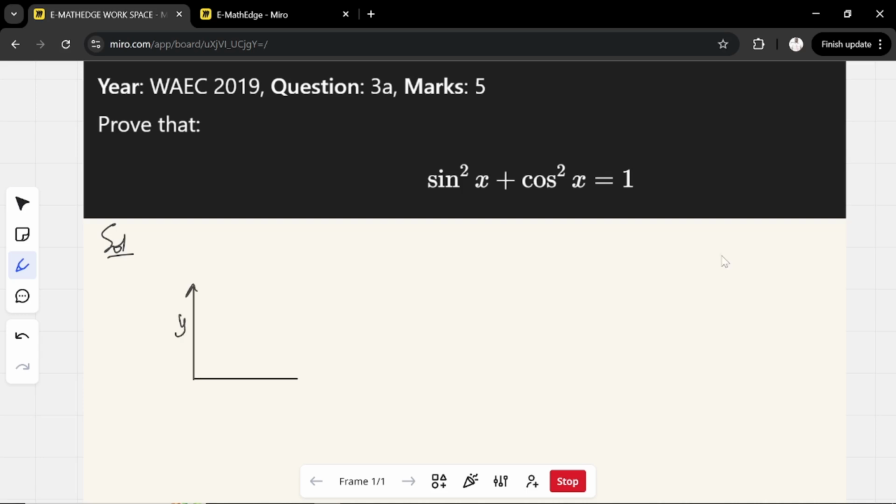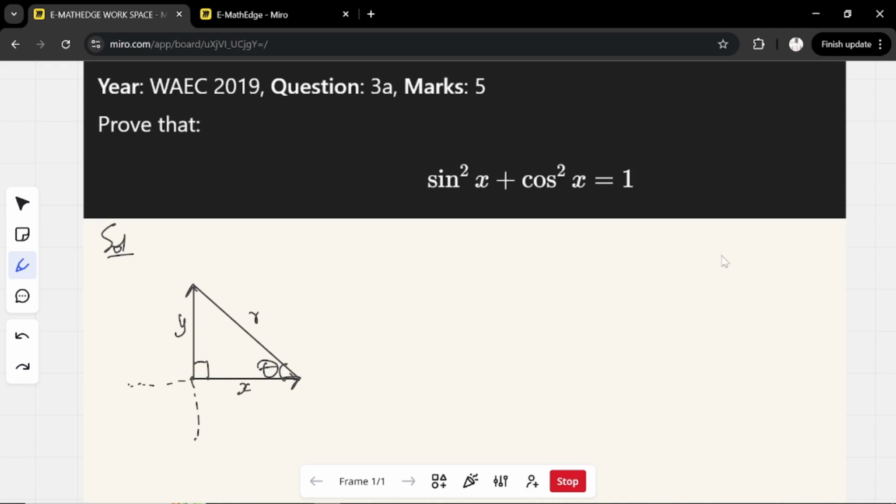This is the y-axis, which is the vertical line, and this is the x-axis, which is the horizontal line. This can continue to the left while this goes downward, right? And joining them, we tag it r. And we also have the angle 90 degrees, and let's tag this angle theta. Now, this is a right angle triangle with the y-axis and also the x-axis.